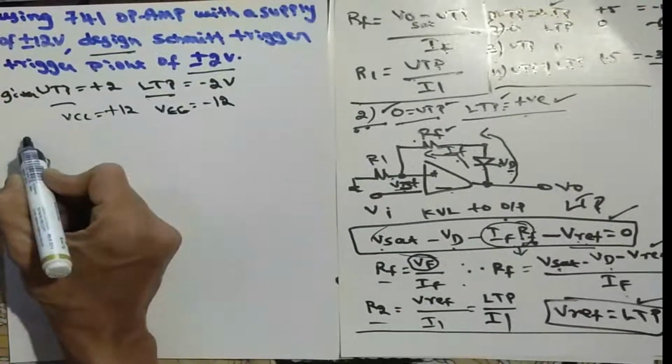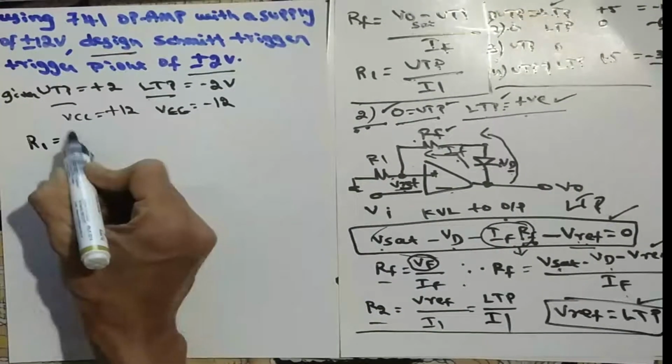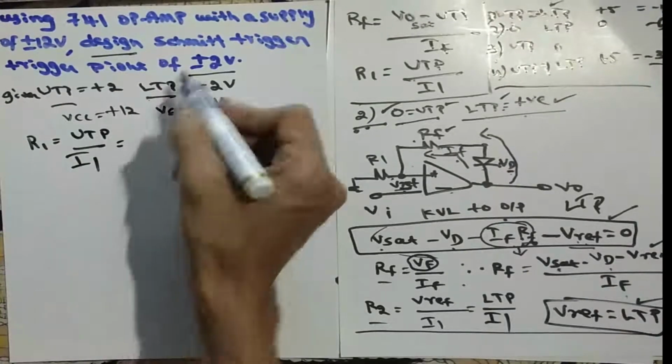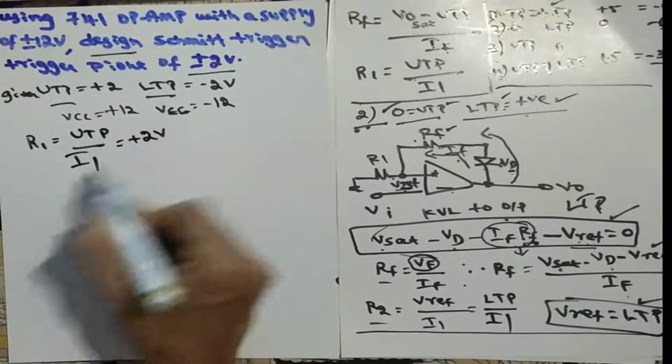First we will find out what is R1. So R1 is equal to UTP divided by I1. Listen carefully here. UTP, anyway, is plus 2 volt. But what is this I1?